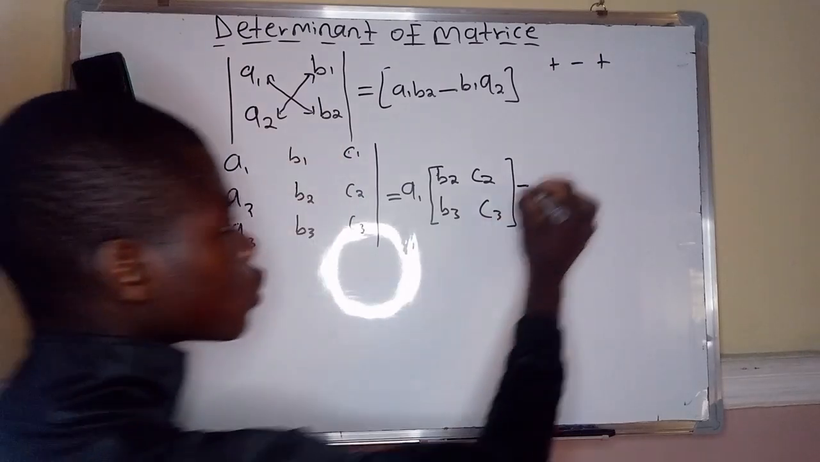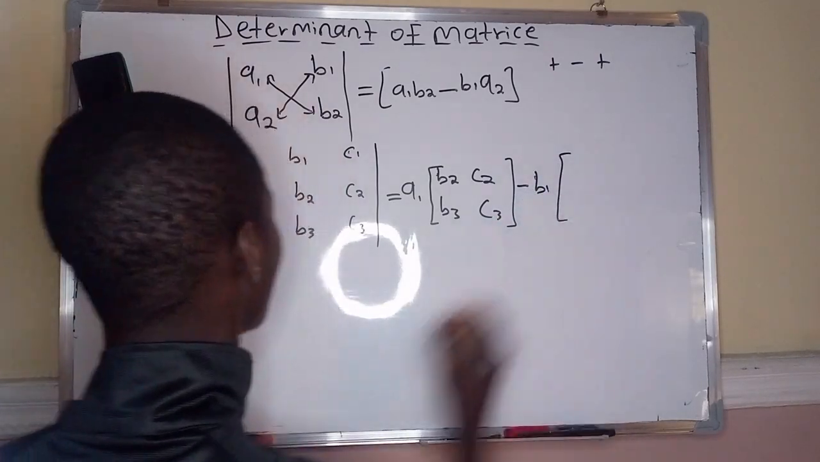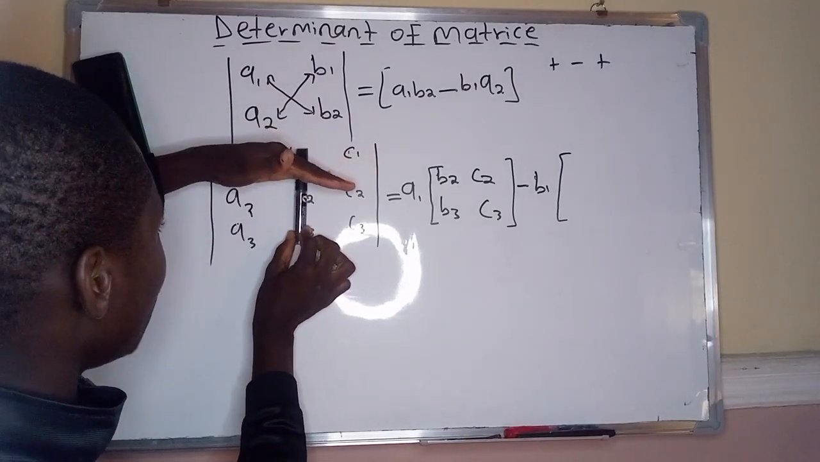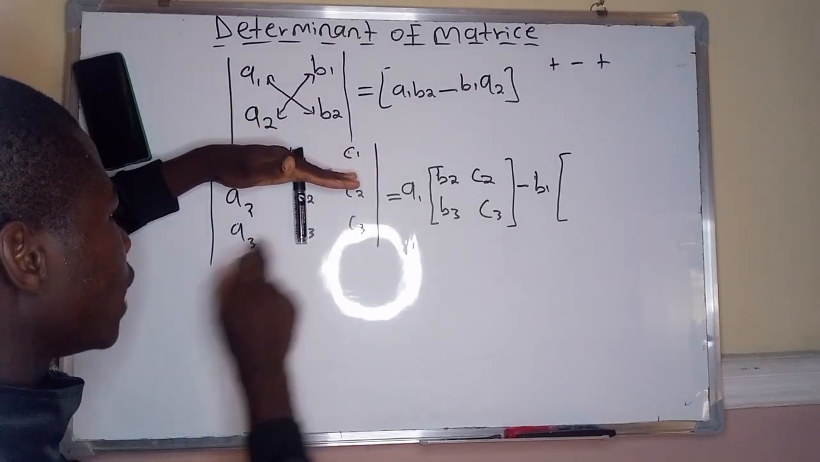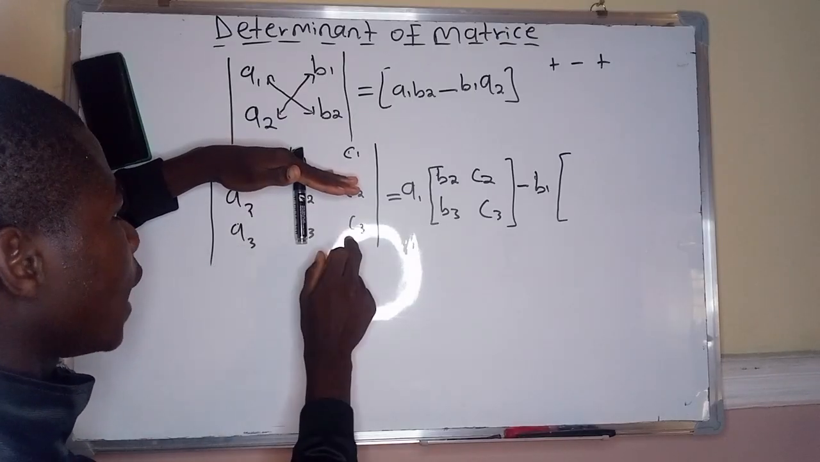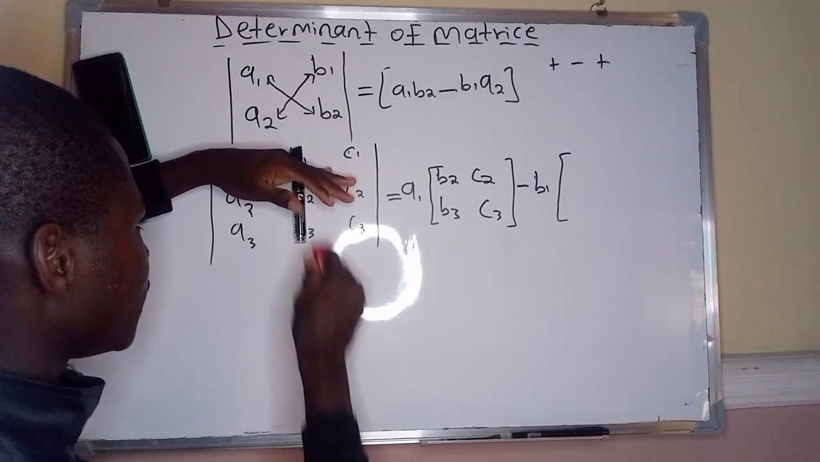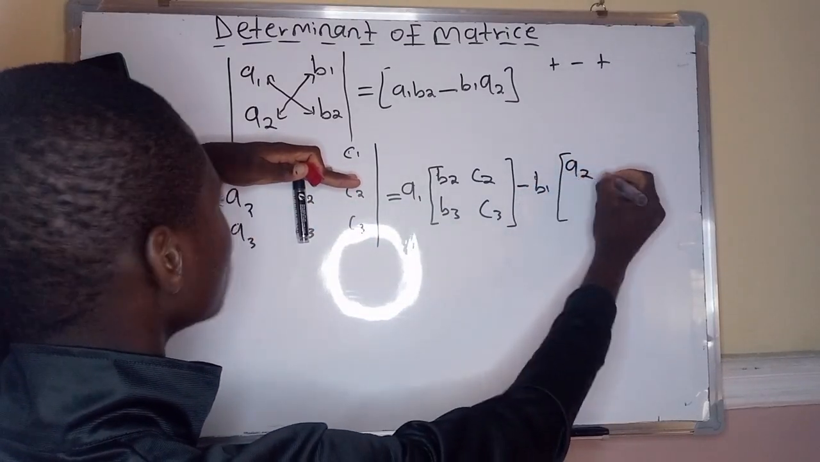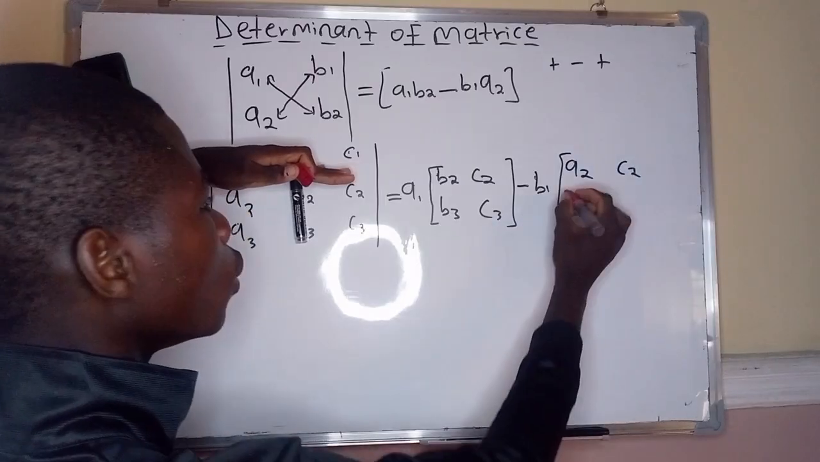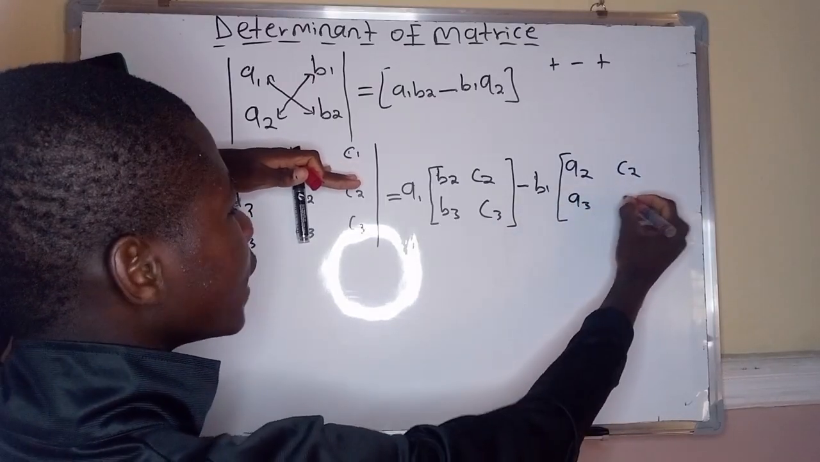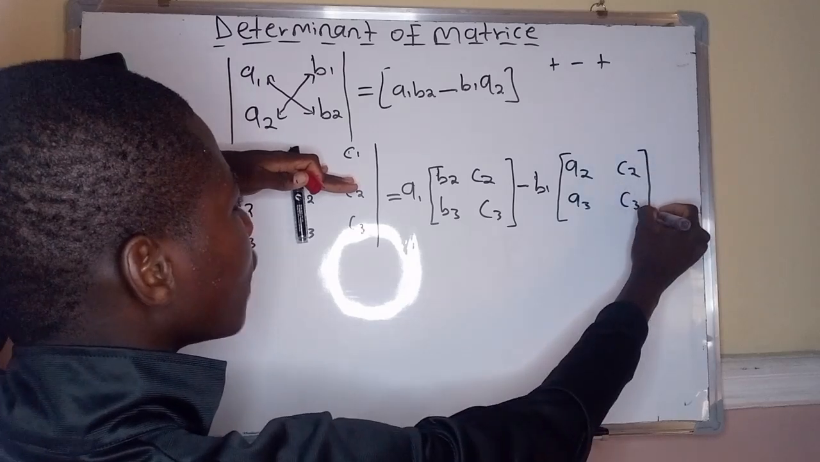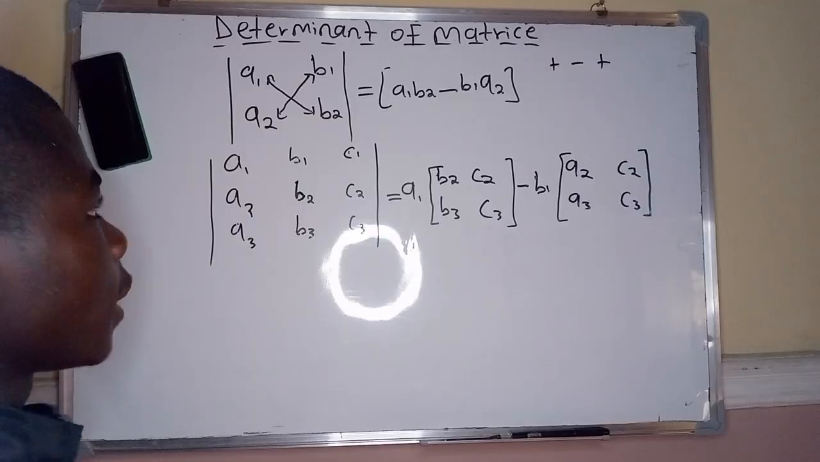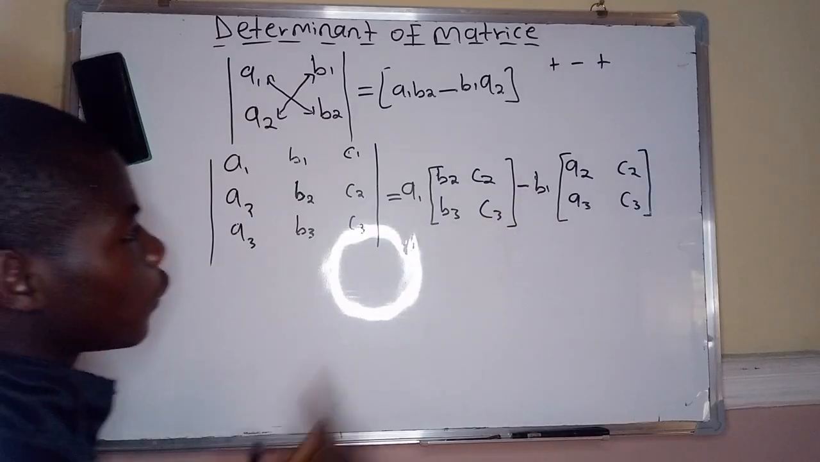So let's move to the value of B1. B1 in brackets. So we delete this, and we delete this. We are left with A2, C2, and A3, C3. So we have A2, C2, A3, C3. So this is for the value of B1.